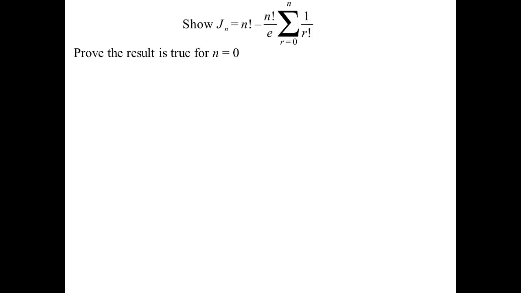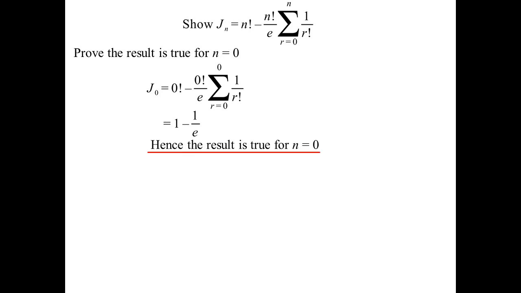Prove the result is true for n equals 0 as the first case. Well, J0, using the formula they just gave me, would be 0 factorial minus 0 factorial on e, times the sum from r equals 0 to 0 of 1 on r factorial, which is 1 minus 1 on e. Yes, it is true for n equals 0.